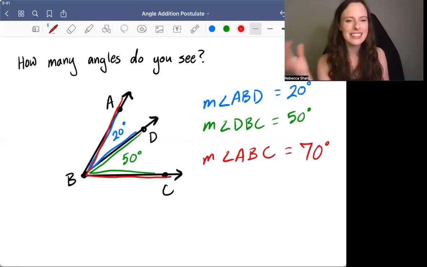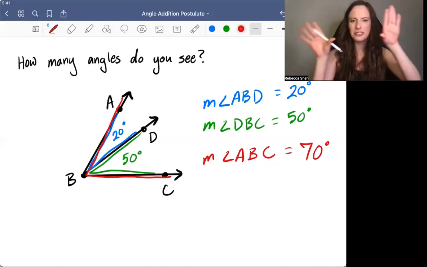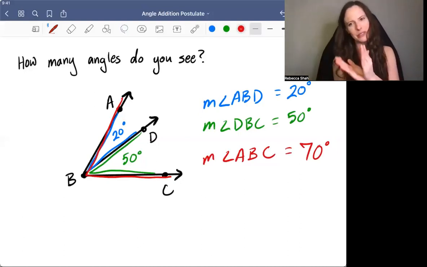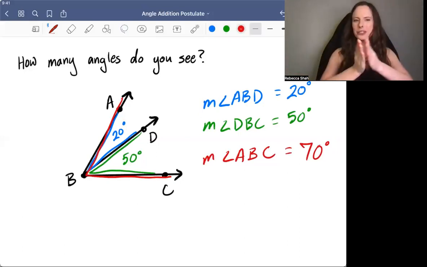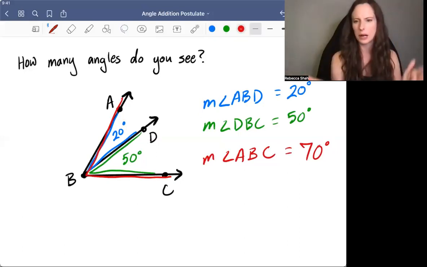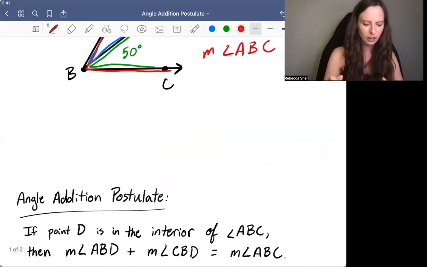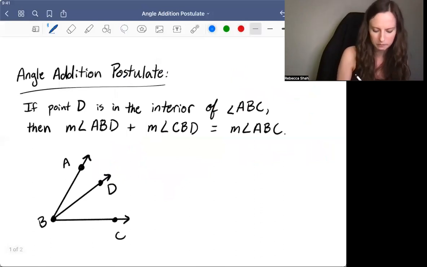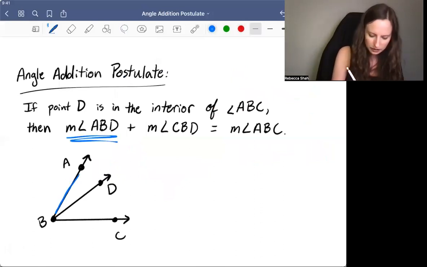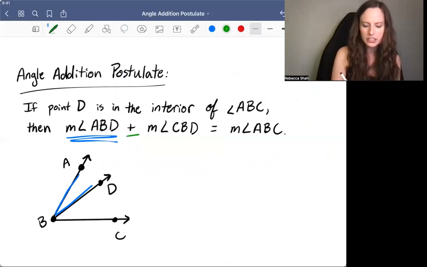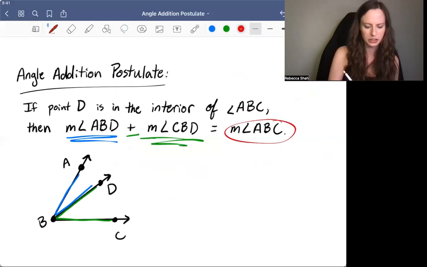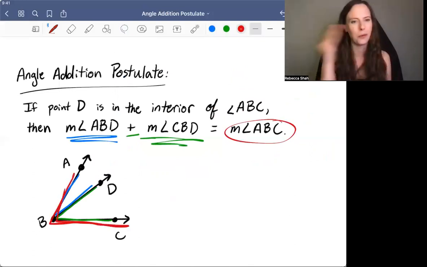Now, this is all the angle addition postulate says: if you have two angles that share a common side and also have the same vertex, then you can add those two angles together to get a bigger angle. Again, we see that same language as before. We've got the measure of ABD, our blue angle, plus the measure of angle CBD, our green one, and those will add up to the total, which is the whole thing.